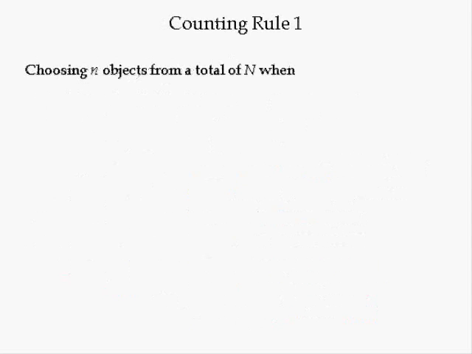Counting rules 1, 2, and 3 represent 3 ways to compute the number of outcomes in seemingly similar experiments, because in all 3 of these, n objects are chosen from a total of capital N. The concepts that differentiate these rules are whether order matters and whether there is replacement or not. Order does not matter when sampling a population to determine the average earnings of workers.